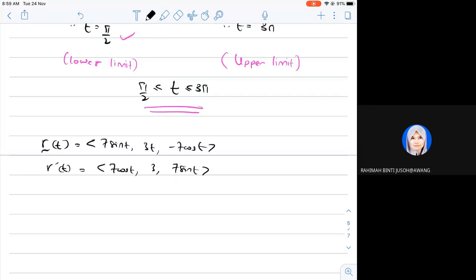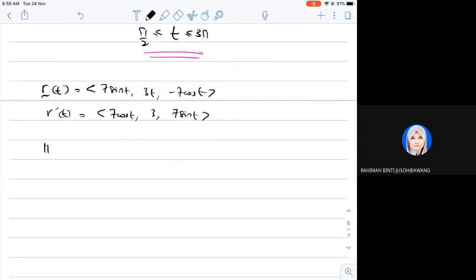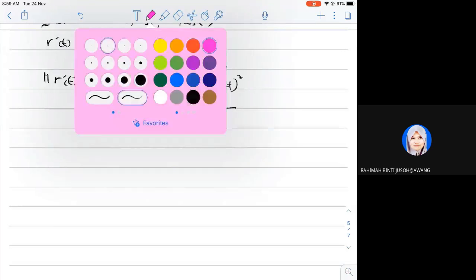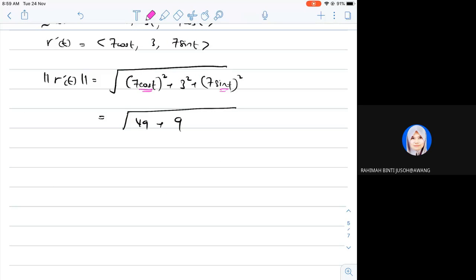Now we have to find the magnitude of r prime t. Put the square root sign: 7 cos t squared, plus 3 squared, plus 7 sine t squared. Again you will have 49 times 1, plus 9, because these two are the same, so it becomes 1. 7 squared is 49, so 49 plus 9 equals 58. Square root of 58.